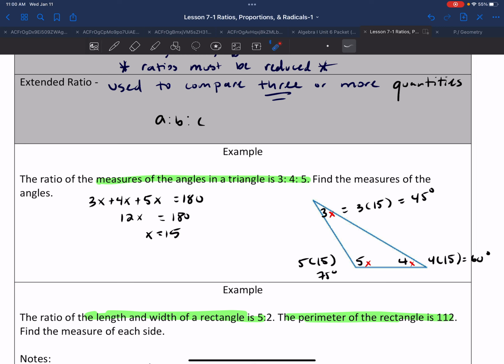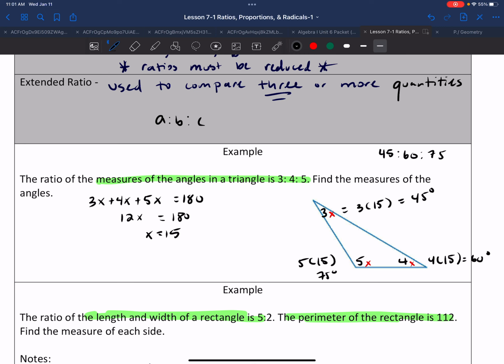Okay, so you're probably wondering, what the heck does this x even mean? Like, what does that even represent, right? So here, this is an extended ratio, right? 45 to 60 to 75. That's A to B to C, right? So let me write that down. 45 to 60 to 75.